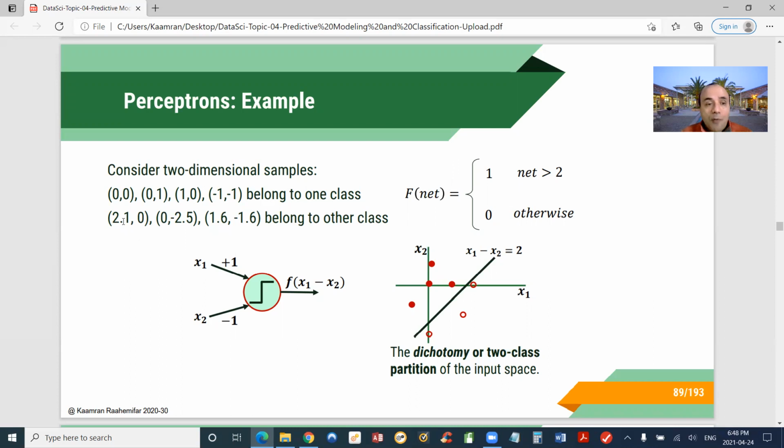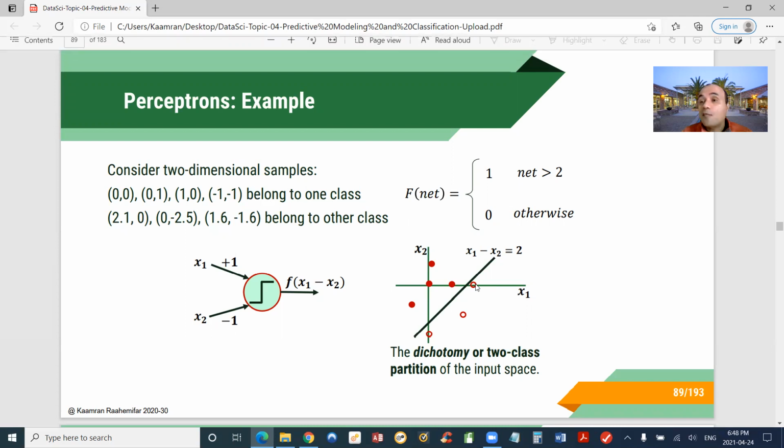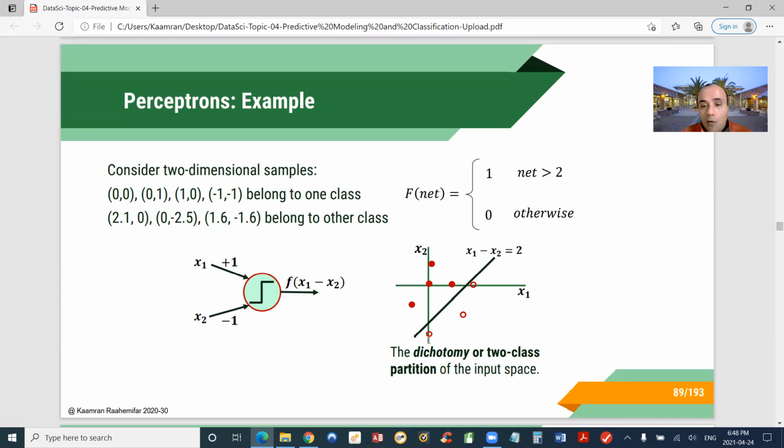Now, if you go (2.1, 0), so this is (2.1, 0). And then (0, -2.5), (1.6, -1.6). Now, when we classify this, there is going to be a line in this example, a very nice classification result. You have these three red dots on one class, and these three empty dots on another class. And you can see this line does the job.